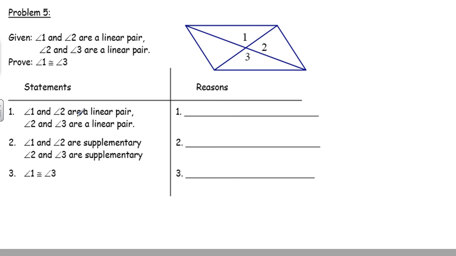So angle 1 and 2 are a linear pair. Angle 2 and 3 are a linear pair. That's the given. Then instead of them being a linear pair, we know that because they're a linear pair, angle 1 and 2 are supplementary, and because they're a linear pair, angle 2 and 3 are supplementary. So we can say that that's the linear pair postulate.